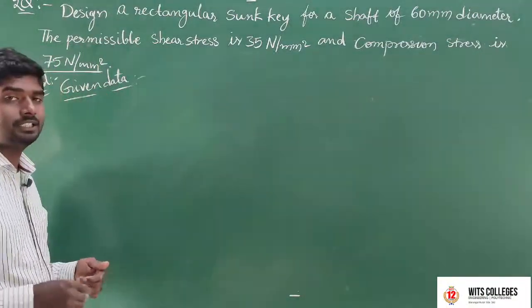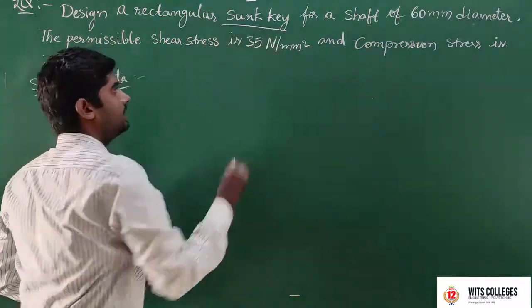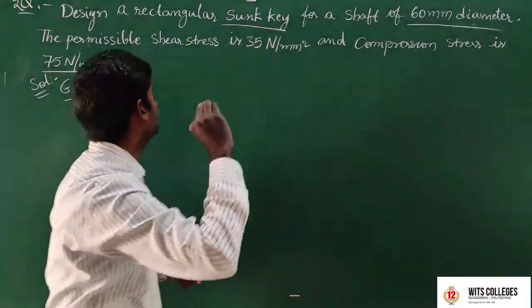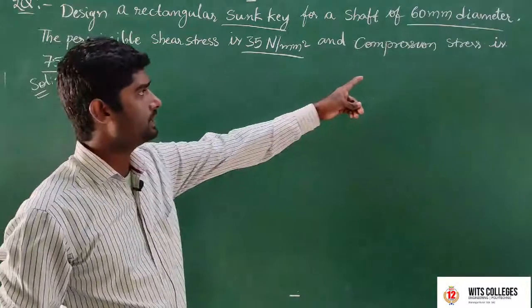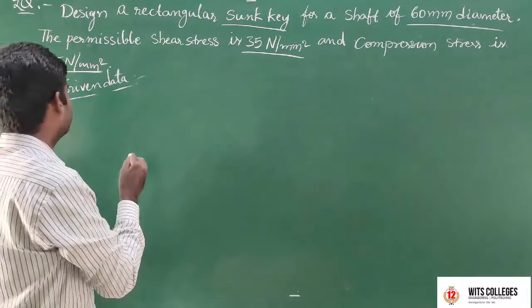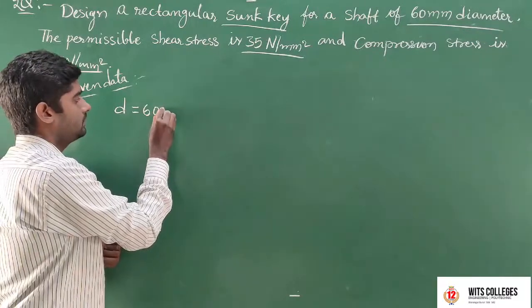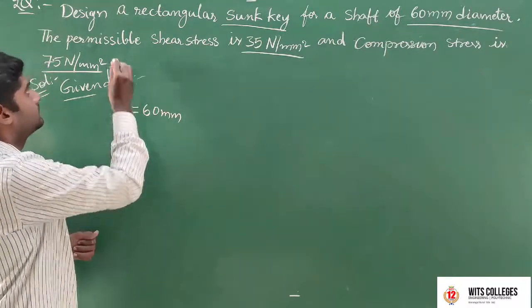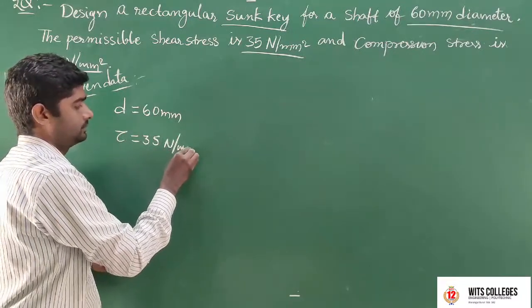Okay, in this question, design a rectangular sunk key for a shaft of 60 mm diameter. The permissible shear stress is 35 Newton per mm square and the compression stress is 75 Newton per mm square. In this one, our given data is: D, the diameter of the shaft, is equal to 60 mm. Next, the permissible shear stress is equal to 35 Newton per mm square.